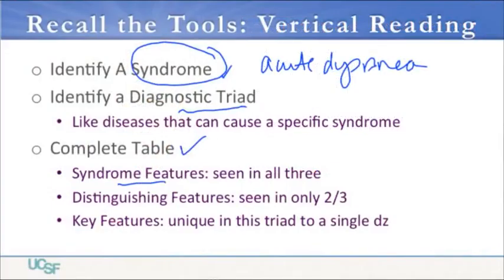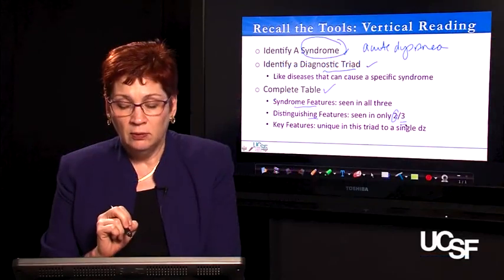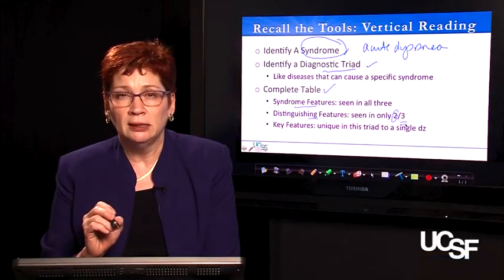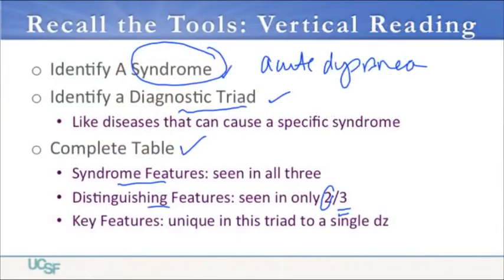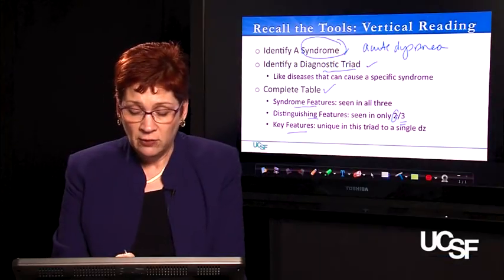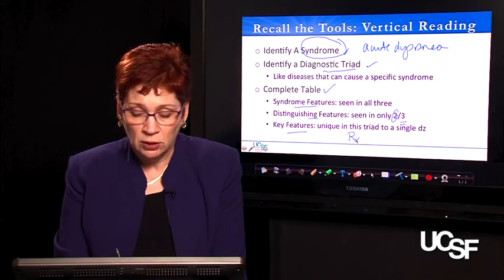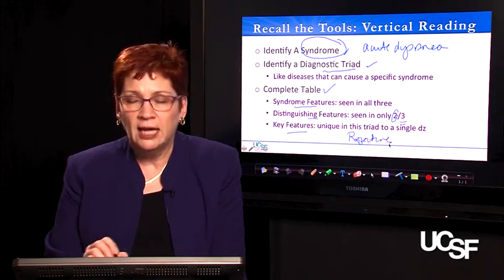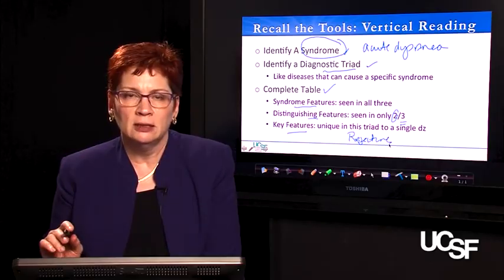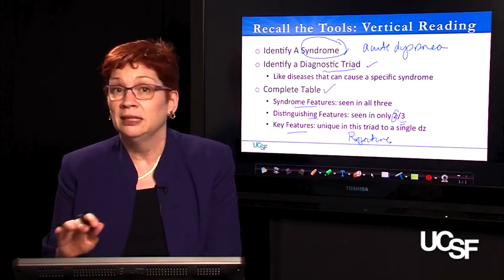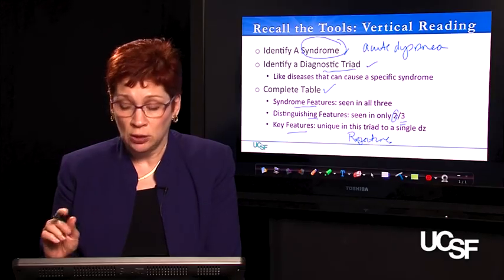The syndrome features were features that are seen in all 3 of the diseases in your diagnostic triad. A distinguishing feature are features or facts about diseases that are only seen in 2 out of those 3. So if there's a distinguishing feature present, it allows you to eliminate one of those diagnoses. And a key feature is unique in this triad to a single disease. And then there's a final type of feature we talked about as well, the rejecting feature. And that's a feature that is never seen in any of these particular conditions. So if in fact it's present, that's not the diagnosis that you should be considering.